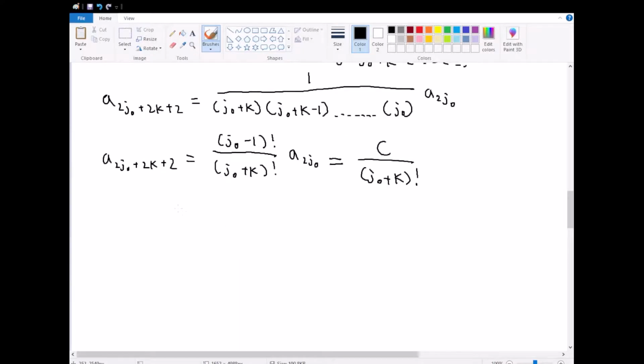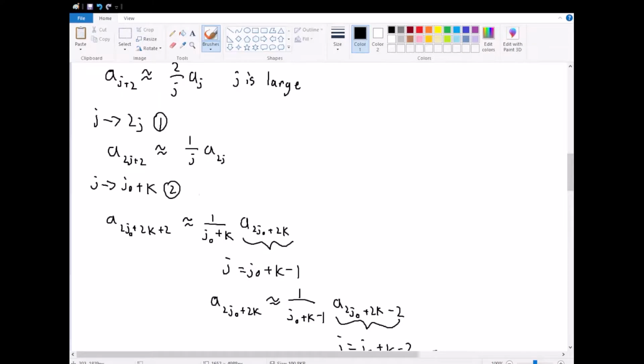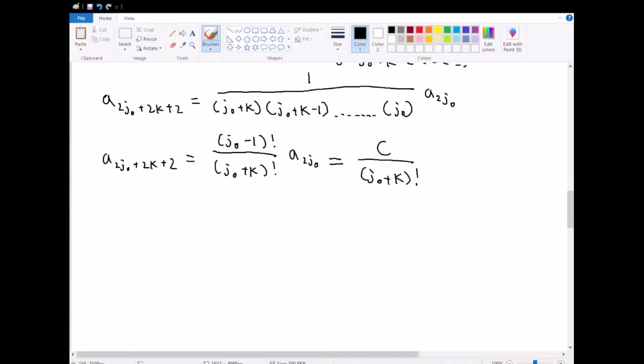And from this point, we can switch back to our original indexes. Remember, we did two switches. So let's start with this one, j equals j naught plus k. If we do that, then what we're going to get is a, and then 2j naught plus 2k, which is just 2j plus 2, is equal to c over j factorial.